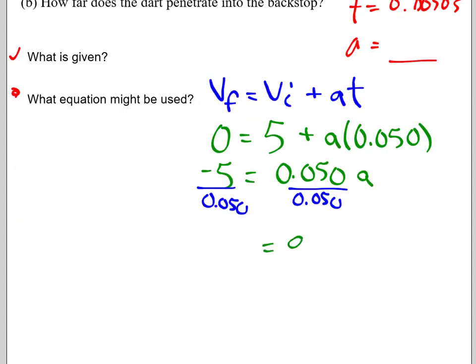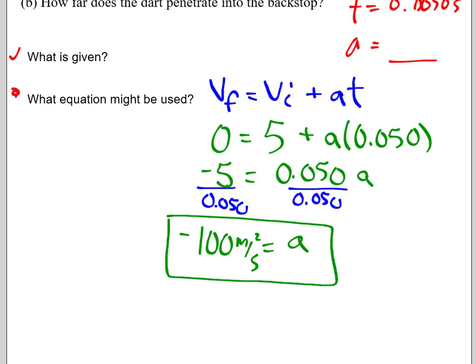And we end up with a equals, and I don't know that one off the top of my head. There we are. 100 meters per second squared, and it would be negative. We anticipated that already because it has to be an acceleration in the opposite direction of the velocity, otherwise it's not going to slow this object down.